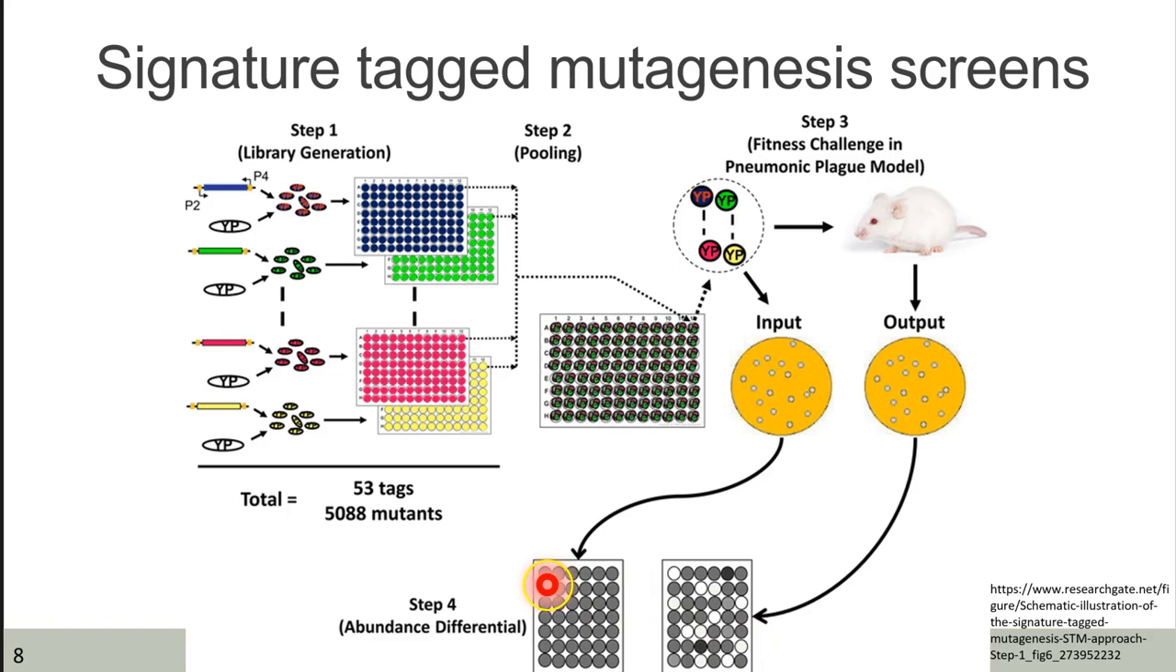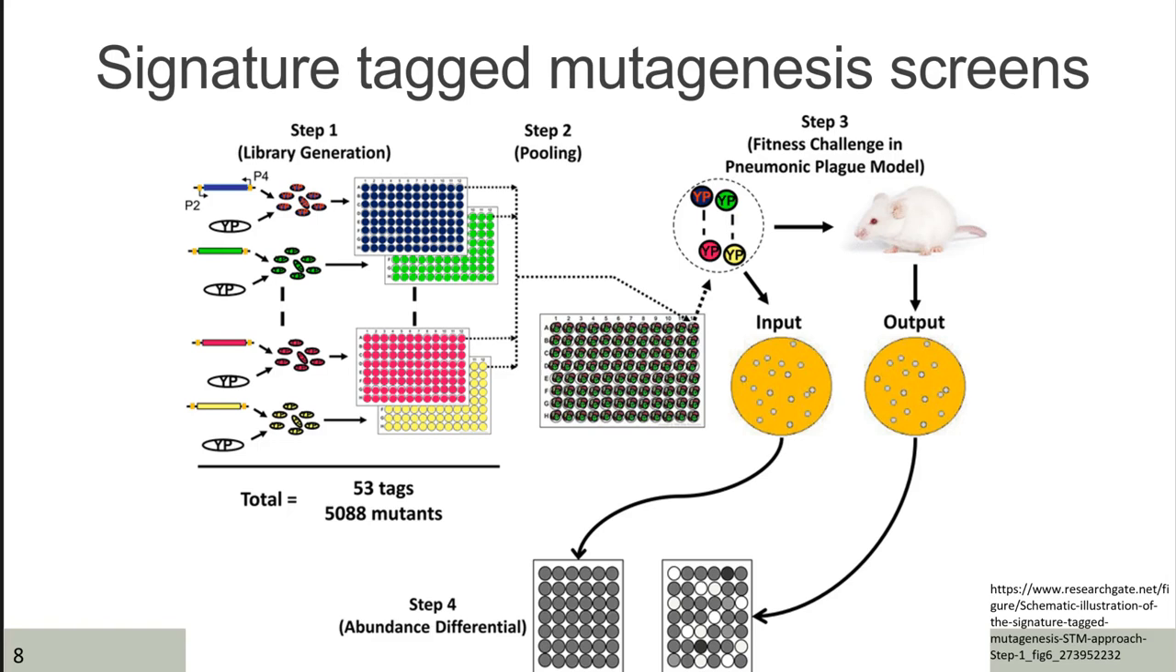You have that signature tag, or in this case, the fluorescent protein, adhered to each of these little dots in this 96-well plate format, and you can identify the mutants that were able to survive the control conditions, but not your mouse conditions. This is fun. This is a great way to identify genes that are needed to survive an environment.